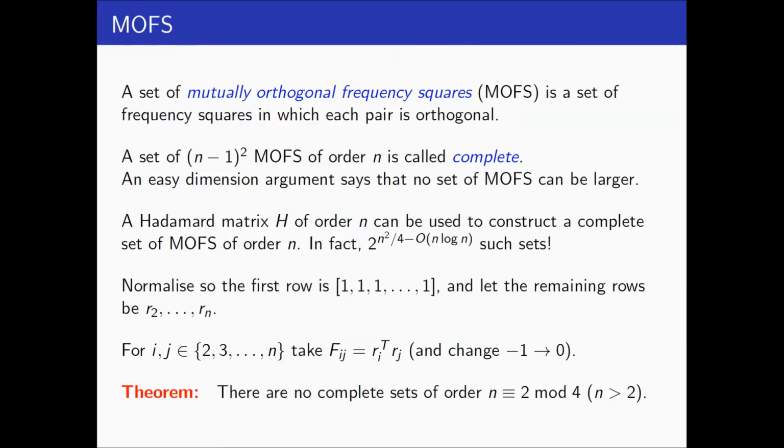Correct. Yes. It only goes one way. I guess, and I don't even know for sure, but probably if you have a complete set which are all rank 1 matrices, then you can get back to a Hadamard matrix. I don't know that for sure, but there are many sets which are not. So yeah, it doesn't go the other way.